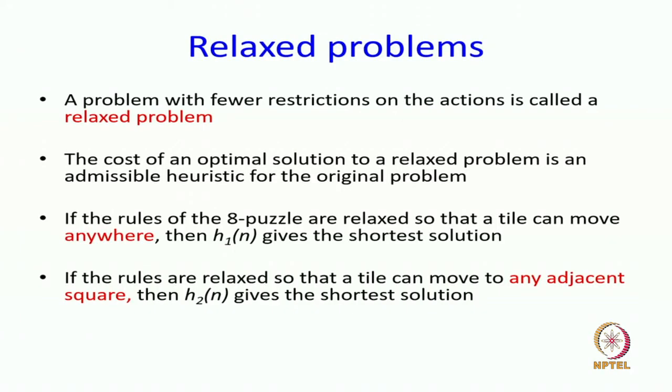As it says in the slide, if the rules of 8 puzzle are relaxed so that a tile can move anywhere, then H1 gives the shortest solution. If the rules are relaxed so the tile can move to any adjacent square in spite of whether there is a tile there or not, then H2 gives me the shortest solution, right. So, whenever you are given a new problem, you have to analyze what constraints are going on, and based on those constraints you say, okay, let me create a relaxed problem, and based on that come up with an admissible heuristic.